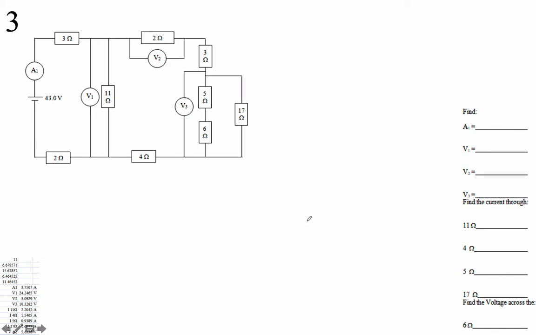Alrighty, let's take a look at this guy. Because our first step is, let's go 5 and 6. That's 11. Those are just series, right? And then these guys are parallel. So that's an 11 and a 17 in parallel.